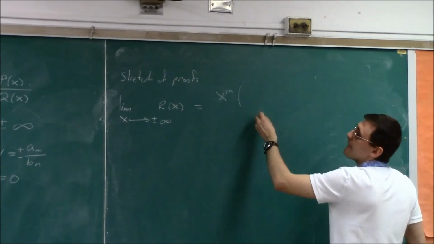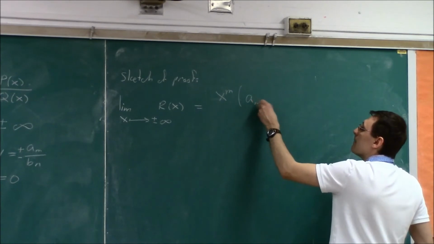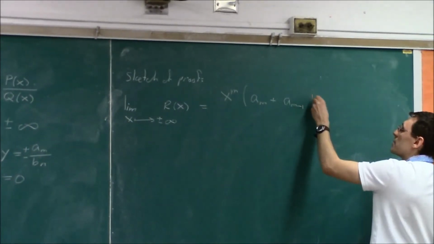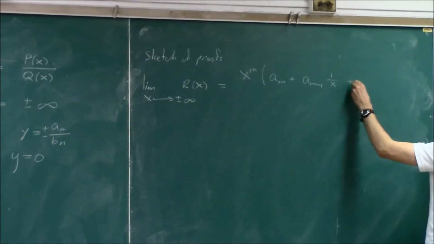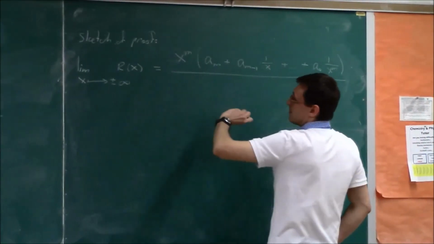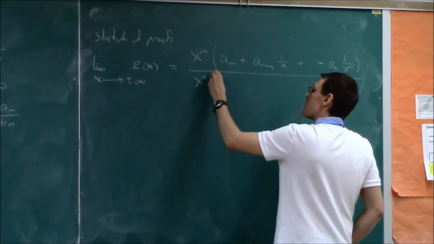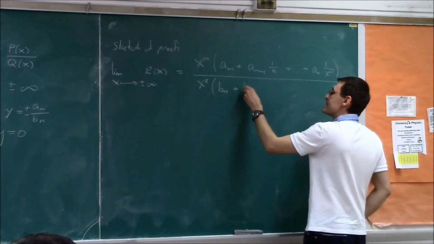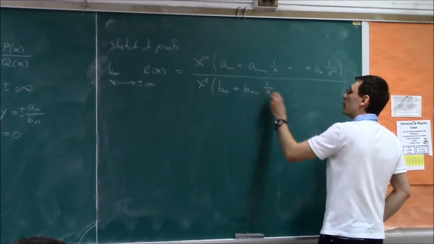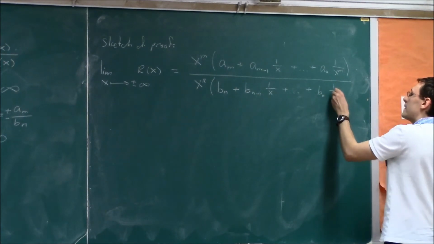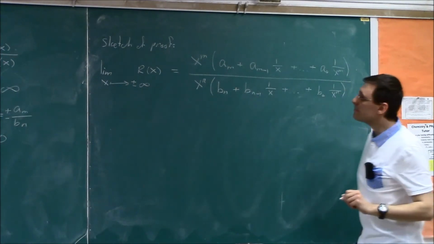And then here we have a_m plus a_(m-1) times 1 over x, plus a_0 times 1 over x to the m, divided by x to the n times b_n plus b_(n-1) over x, plus b_0 times 1 over x to the n. Okay.